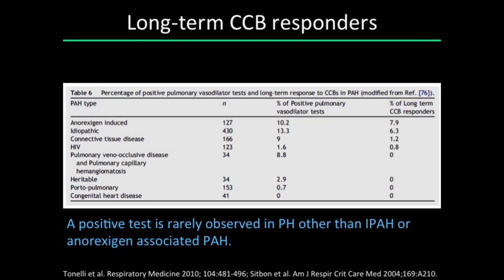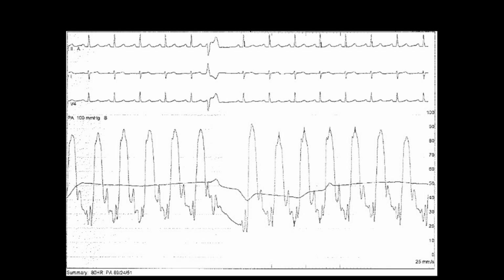This is just to show you in a table that the anorexigen-induced and the idiopathic are the two main groups in whom long-term calcium channel blockers worked. In other patients, even when they have, for example, a positive test in 8% here, none respond to long-term calcium channel blockers. That's why the guidelines do not recommend doing the vasodilator test in that population.